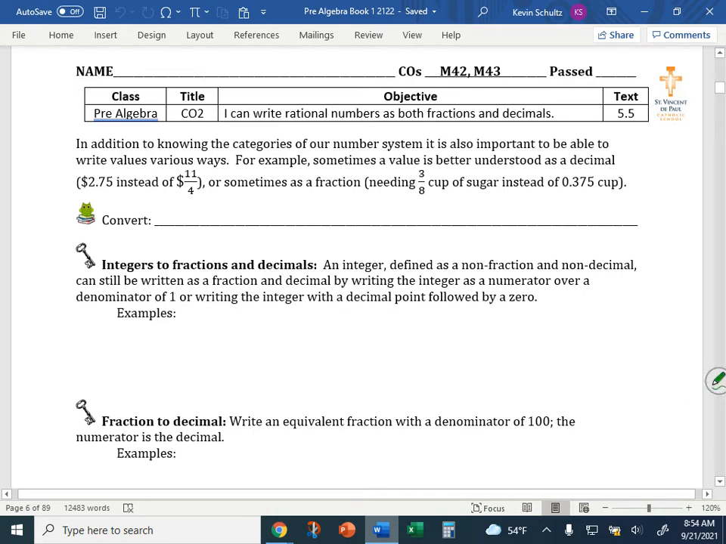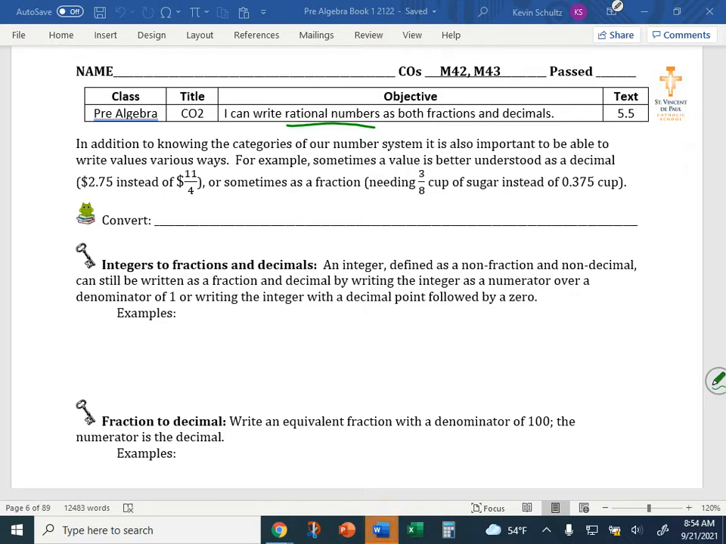We are continuing through our first unit. Today we're talking about writing rational numbers. We know what those are now, right? Whole numbers, integers, decimals, fractions, as both decimals and fractions. So this is a really big conversion section here, okay?